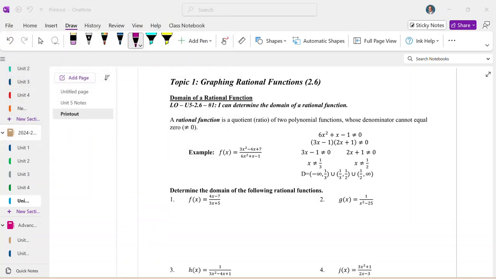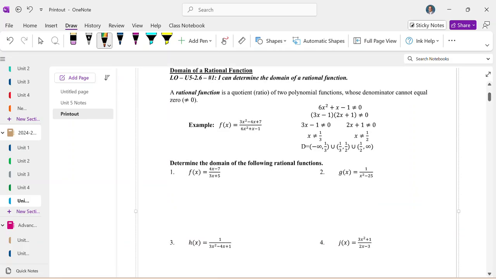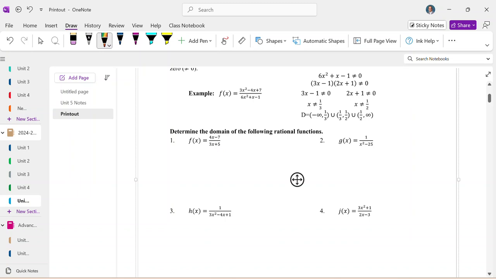So first, in order to graph rational functions, we have to talk about how to find the domain of a rational function. To find the domain of a rational function, remember, rational function means fraction. So to find the domain, remember, fractions, the only numbers they can't be are what makes the denominator equal to 0. So in order to do that, we're going to set the denominator equal to 0.